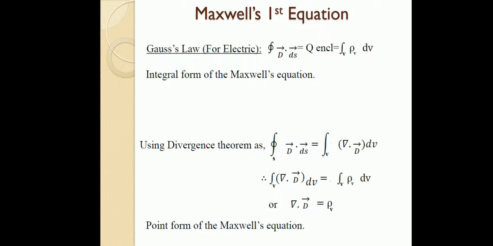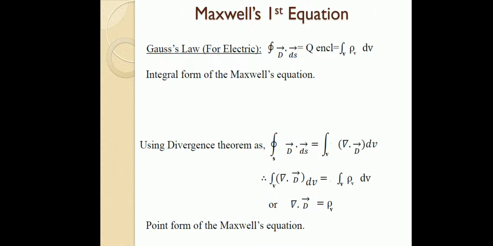Next we can see Maxwell's equations for time varying fields. So for time varying fields we need to add the time varying conditions also. The first equation comes from Gauss's law. According to Gauss's law, the surface integral of D dot dS equals Q enclosed, which is equal to the volume integral of rho v dv.